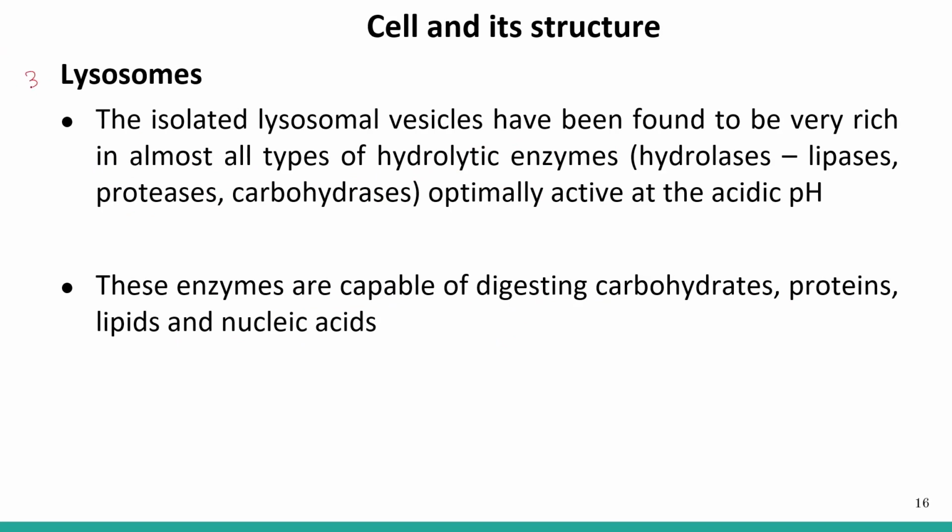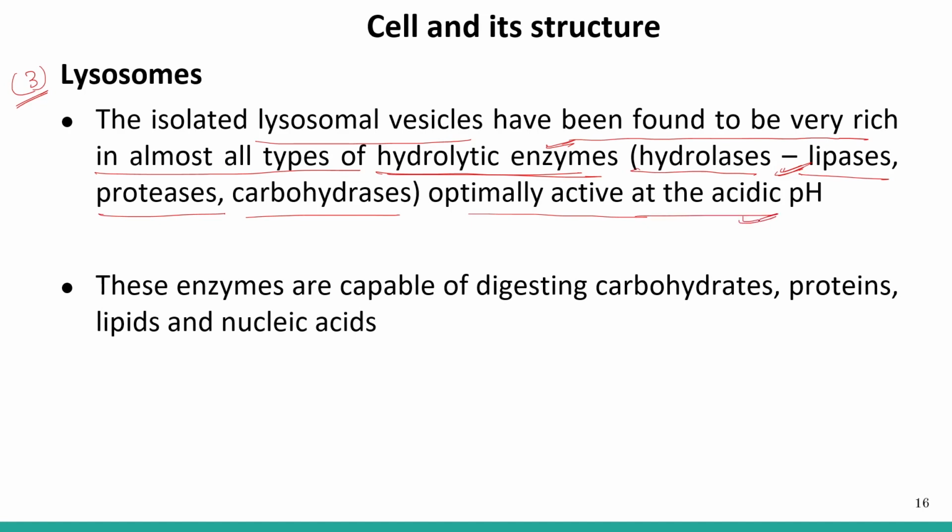Okay, the third one, lysosome. Lysosome, very important. The isolated lysosomal vesicles have been found to be very rich in almost all types of hydrolytic enzymes. So this organelle is very, very rich in the hydrolytic enzyme. For example, hydrolases, like lipases, proteases, carbohydrases. So these enzymes are present in the lysosome and optimally active at the acidic pH. They require a certain pH for their activity, and generally it is acidic pH. So these enzymes are capable of digesting carbohydrates, proteins, lipids, and nucleic acid.